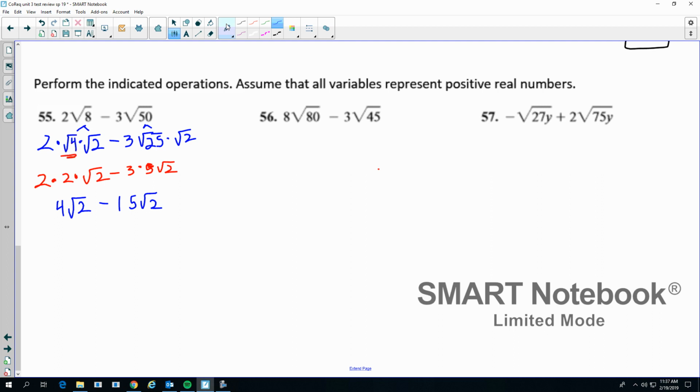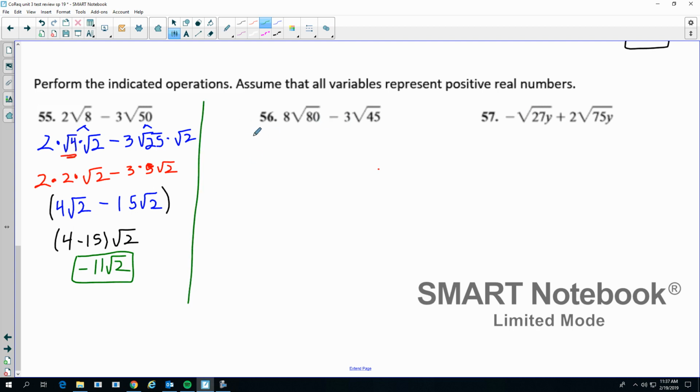All right, so now they have the same radical. What's going on here, you don't have to take this extra step, but I just want to make sure it's clear. Basically what I can do here is factor out that square root of 2, and then I could focus on the 4, take away 15, which is negative 11, and then we have square root of 2. And there you go.